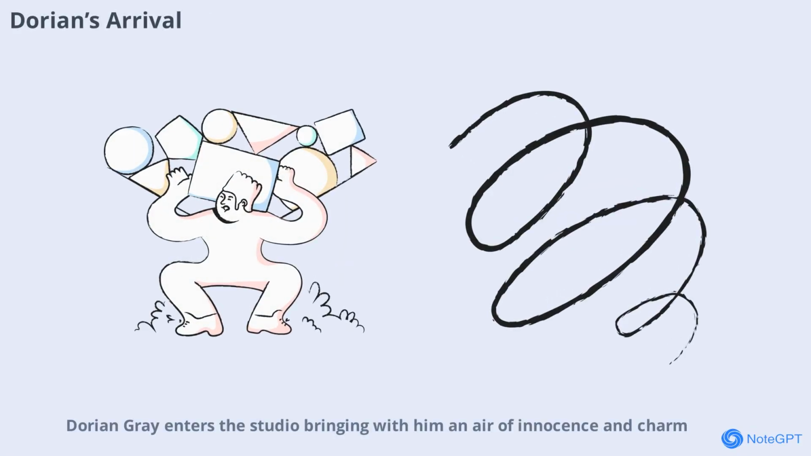Dorian Gray enters the studio, bringing with him an air of innocence and charm. He is described as wonderfully handsome, with scarlet lips, blue eyes, and golden hair. Dorian's presence captivates both Basil and Lord Henry, who immediately begin to vie for his attention.